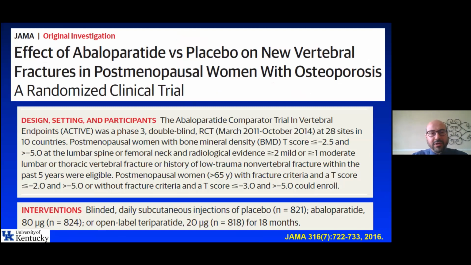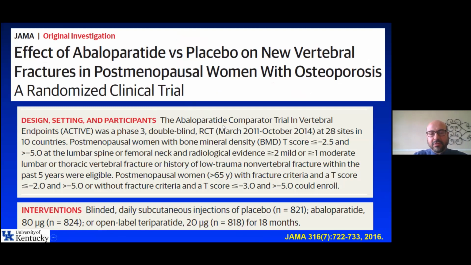keep you longer here. So another thing we can use also for our dialysis patients is abaloparatide. This abaloparatide is a PTHrP analog that was approved by the FDA 3-4 years ago. And this was based on a very interesting study called the ACTIVE trial.